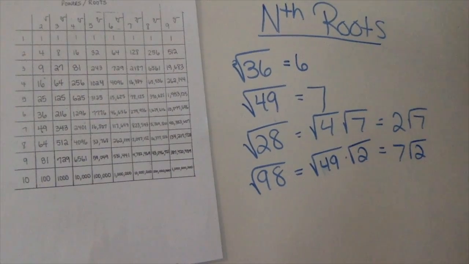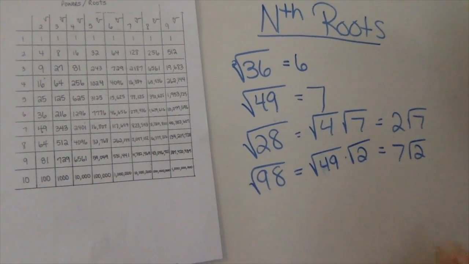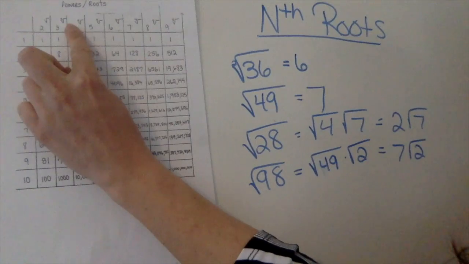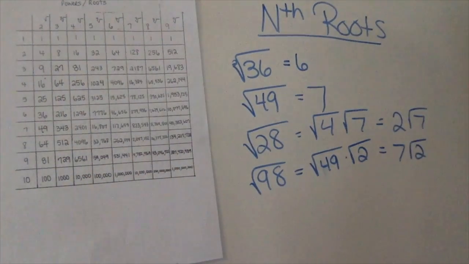So we're going to be doing the same thing, except it's not just going to be square root anymore. It's going to be the cube root, the 4th root, the 5th root, 6th root, and so on.